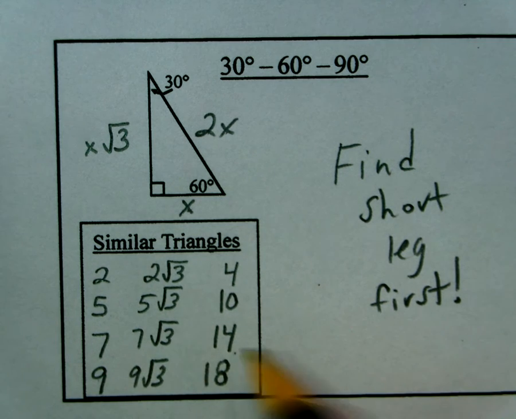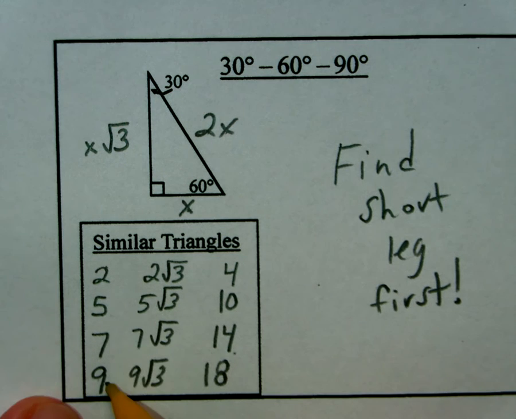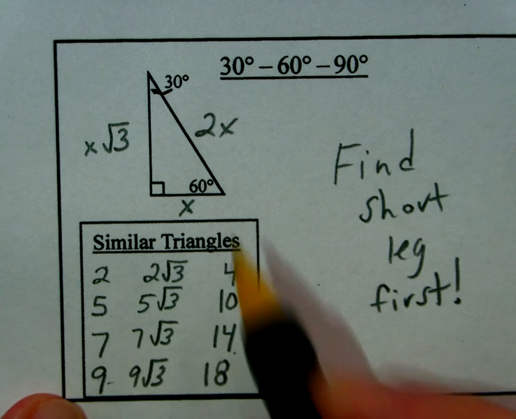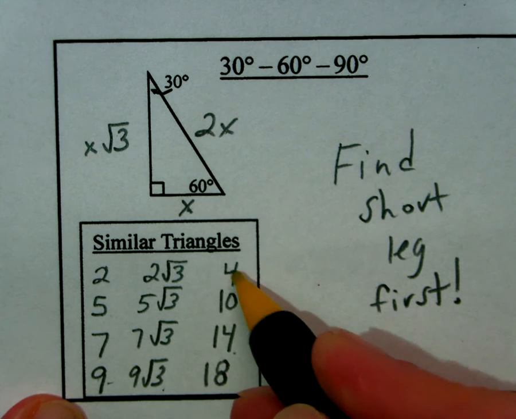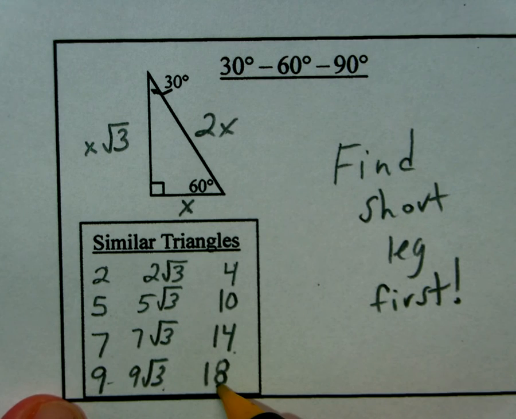So these ratios hold no matter what I do to the sides. So this is the short leg, that's the shortest side on the triangle. This is the longer leg, which is sort of the medium length side. And then the hypotenuse is always the longest side. And it is always twice as big as the short leg.